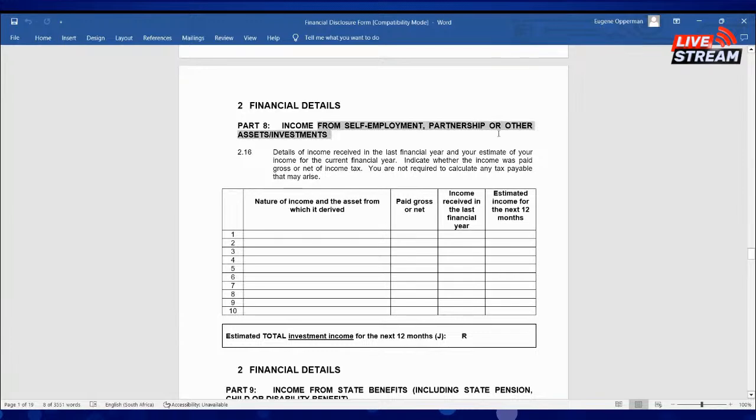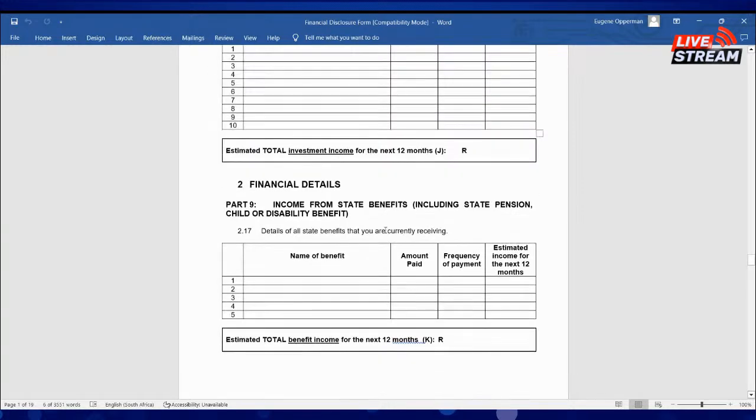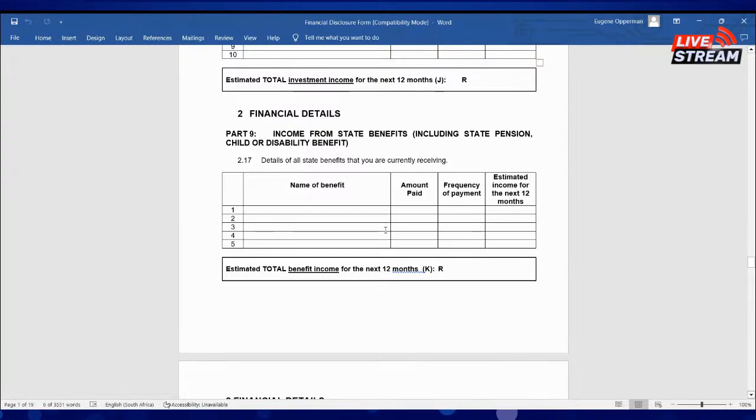Income from self-employment, partnership. Yes, if he's self-employed, he works for himself, you can ask for the financial statements. If he's in a partnership, you could also ask for the partnership agreement to see what the distribution or the calculation of the partnership is, the shares of the partners, how much they each get. And also, what is the income that was received during the past financial year? Sometimes they also ask what the estimated income for the next 12 months is, in order to get that information to court to make an informed assessment regarding the means of the respondent for maintenance purposes.